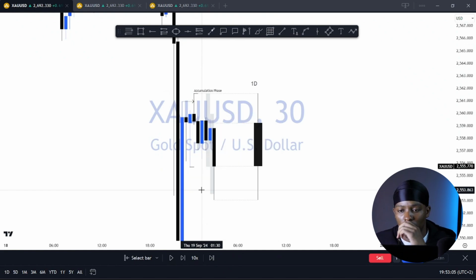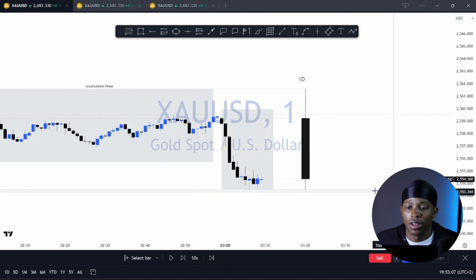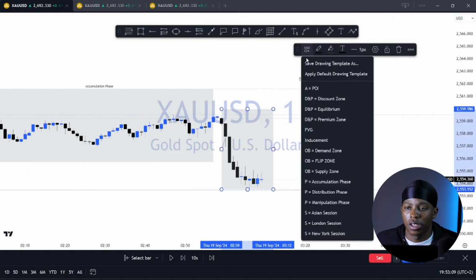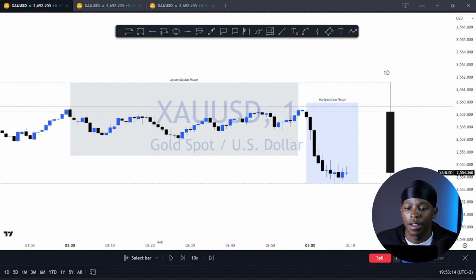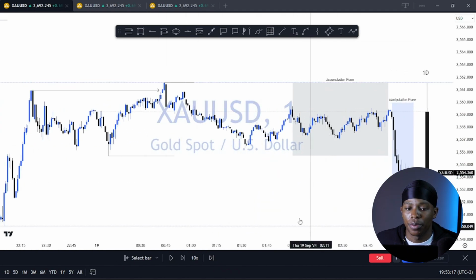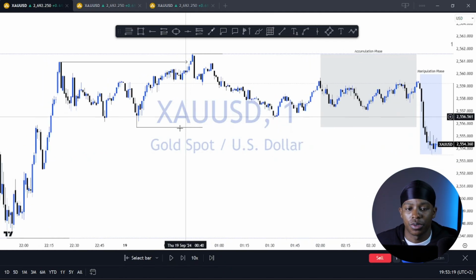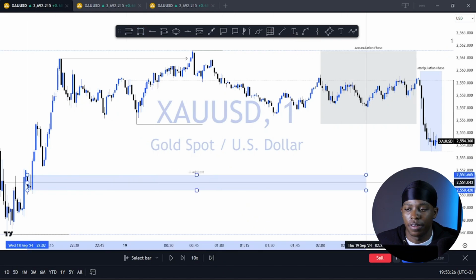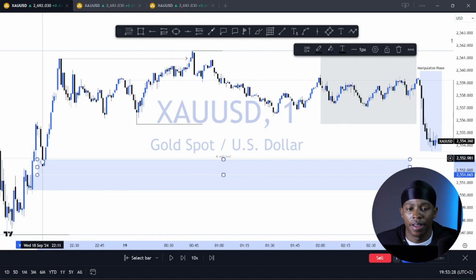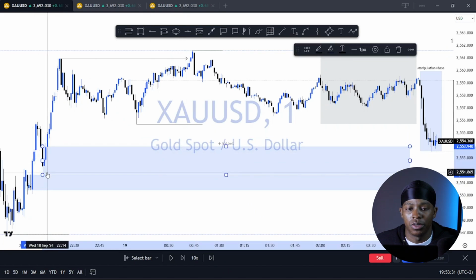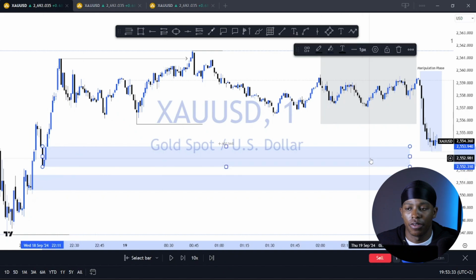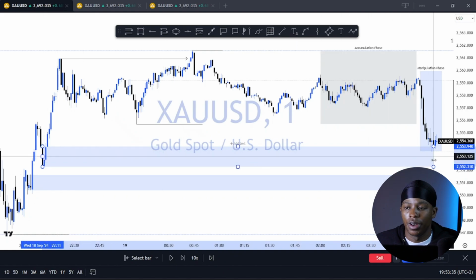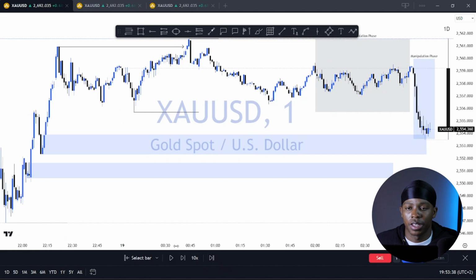So it's usually that long wick. So let's go back to our 1 minute time frame. So you get what I'm saying? It's usually that long wick. So this is the manipulation phase, right? So let's look for where the manipulation phase is heading, right? So as you can see, we have a demand zone right over here, right? And we have another demand zone right over here. And for now, we have mitigated this demand zone, right?